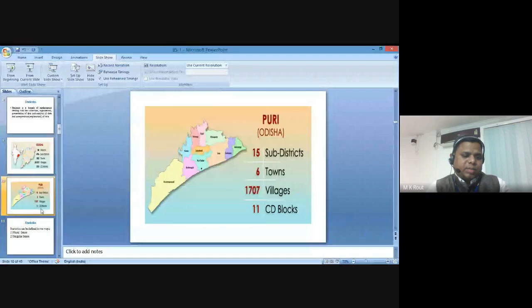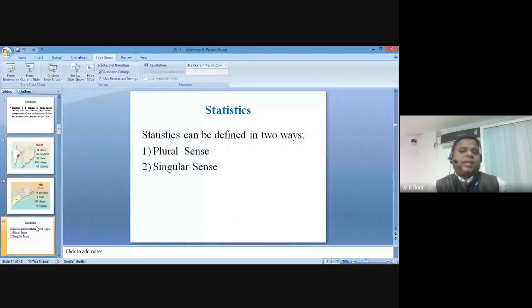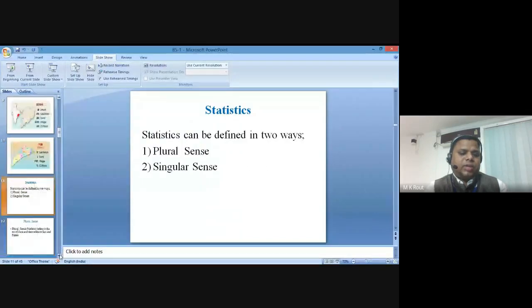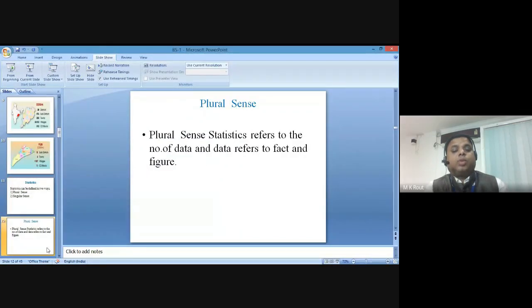Then moving to the next part, in case of statistics, as you know, this is divided into two types. The first one is plural sense, and the other one is singular sense. First, let us go to the definition of plural sense. In the plural sense, statistics refers to the data. Data refers to facts and figures. For example, the Fani cyclone affected 3 districts. That is the fact, and the data means how many people were influenced by the Fani cyclone. That exact data is required. That is known as plural sense.